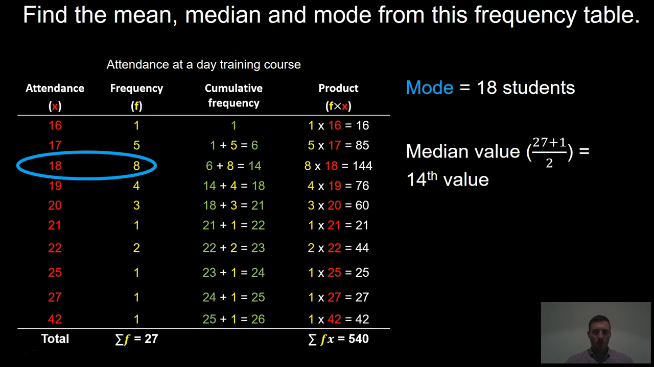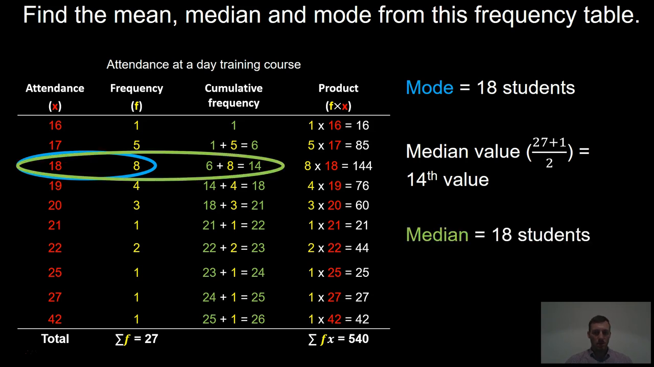Once we know the median value, which is 14, we use the cumulative frequency to identify the median. The attendance numbers are already in ascending order. You can identify which row the 14th value falls in from the cumulative frequency column. Once you identify which row the 14th value falls in, you can identify what the median is. In our example here, the 14th value falls into the third row, making attendance of 18 the median value, and I've circled it here in green.